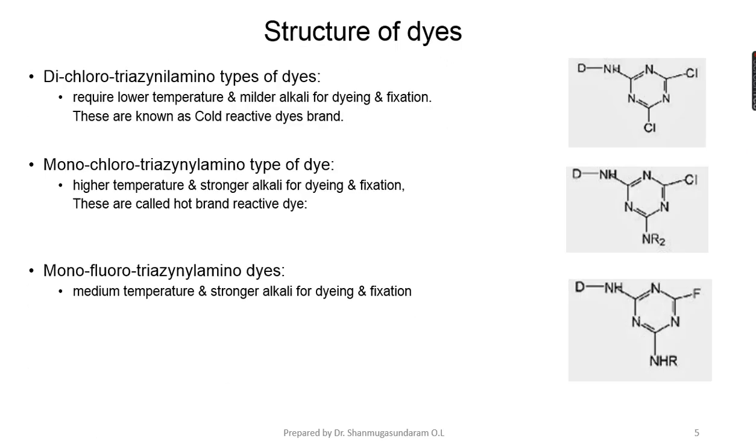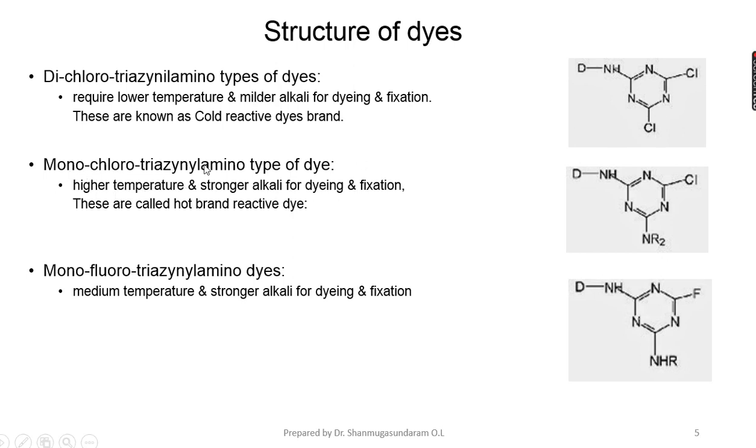Please look at the slide. These are the structures of reactive dyes. The first one is the dichlorotriazine type of dyes. It requires low temperature and milder alkali for the dyeing and fixation process. Please look at the figure. This is the chemical structure of the dichlorotriazine dyes. It has two chlorine groups.